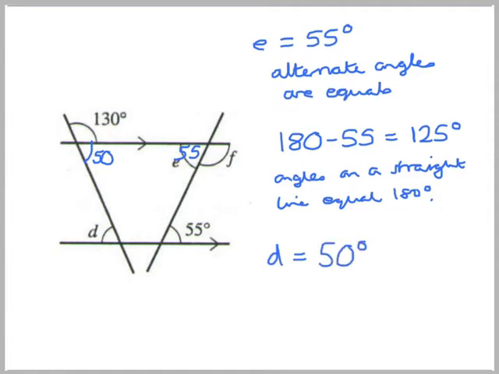The reason I know that, well, I've used two facts there, haven't I? I've used that angles on a straight line equal 180, and I've used my alternate angle fact, where the Z angle appears, angles are alternate and hence equal.